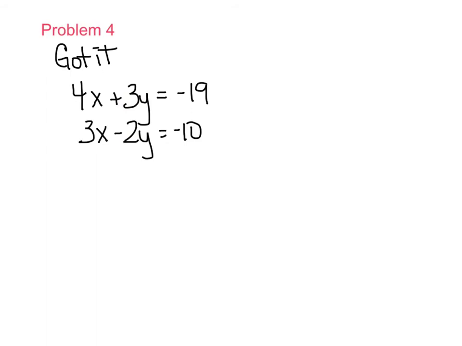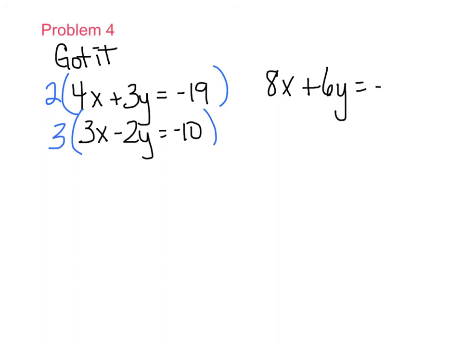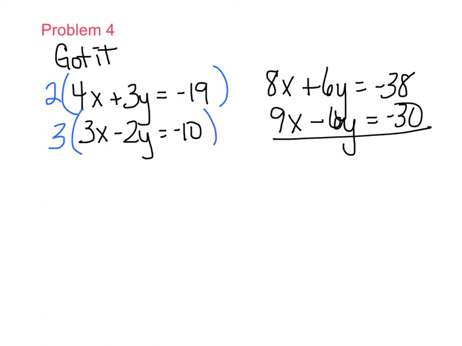So I'm going to multiply. If I want to make that a 6y, I'm going to multiply the top equation by 2, and I want to make the bottom equation negative 6y, so I'm going to multiply by 3. So multiply both equations. 2 times the top equation would be 8x plus 6y equals negative 38. The bottom equation would be 9x minus 6y equals negative 30. Add them together.